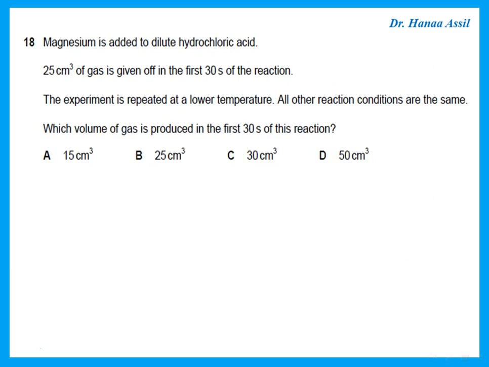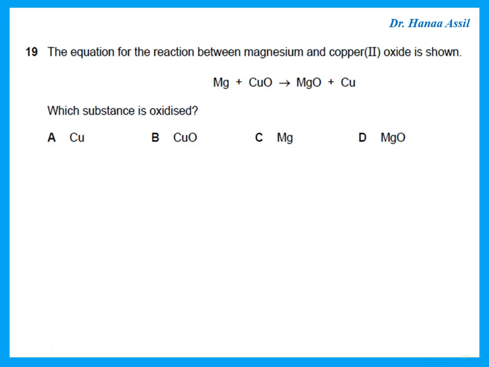Magnesium is added to dilute hydrochloric acid. 25 centimeter cubed of gas is given off in the first 30 seconds. The experiment is repeated at lower temperature. Which volume of gas is produced? Remember, lower temperature means the reaction is what? Faster or slower? Lower temperature means reaction is slower. So how much gas would it give? It would probably give less than the 25. So the only option that could be possible is the 15 centimeter cube, because we're doing the reaction at lower temperature. It is slower, so it gives less gas.